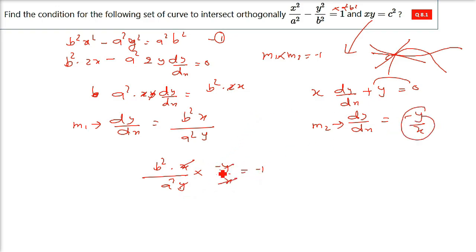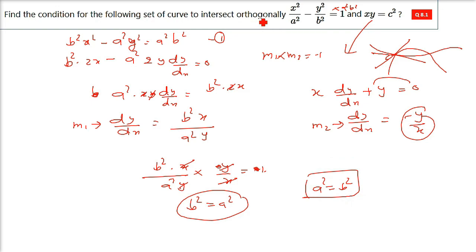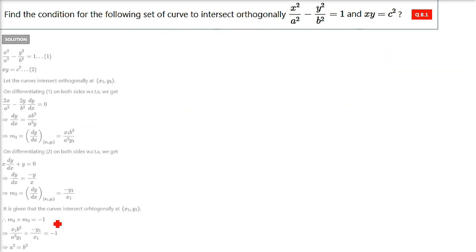So finally, what do you get? b square is equal to a square, and you can always write it as a square equals b square, and a square to b square is equal to b square. That is nothing but the condition of orthogonality if these two curves are orthogonal. So this is the reference for you if you want to do it by yourself.